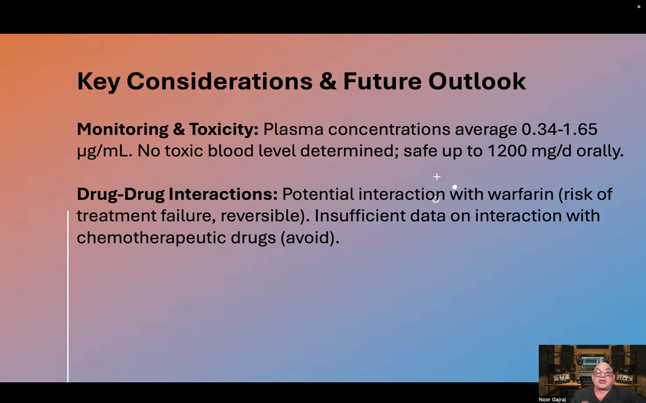Drug-drug interactions. Potential interaction with warfarin, with a risk of treatment failure, and it's reversible. Insufficient data on interaction with chemotherapeutic drugs, therefore avoid.